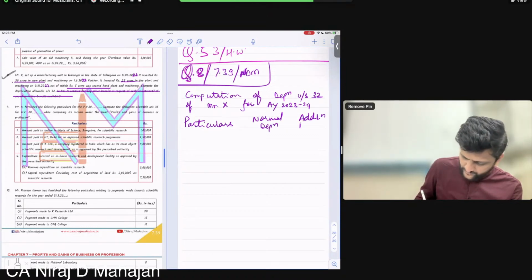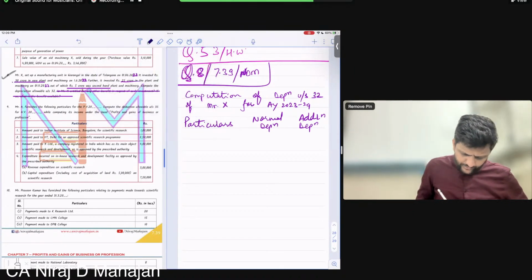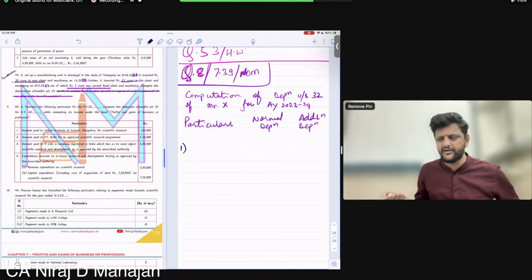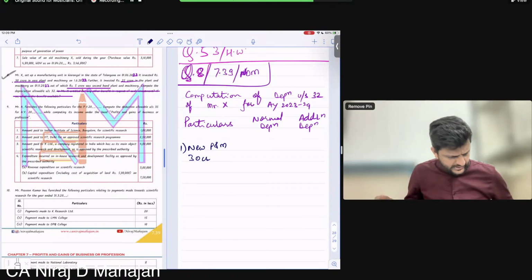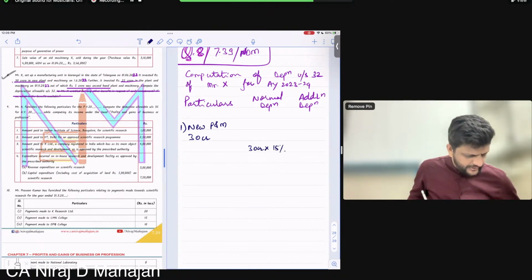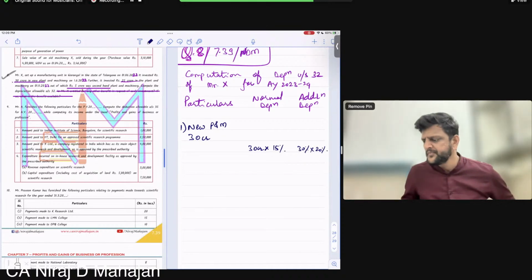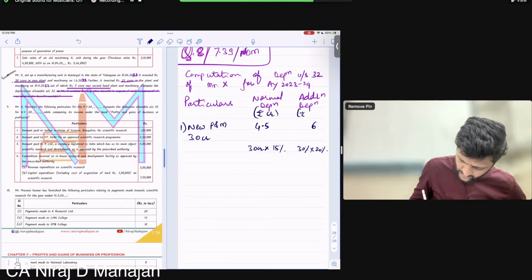You can make 2 columns now. Do you have opening balance? No, it is a new unit. So first, I'm writing this in a very simple, rough way. New P&M, the 30 crore one. Is it put to use for more than 180 days? Yes. So 30 crores into 15%. Is it new and is it manufacturing? Yes. So 30 crore into 20%. Fine till here. This is 4.5 crore and this is 6 crores. Rupees in crores.